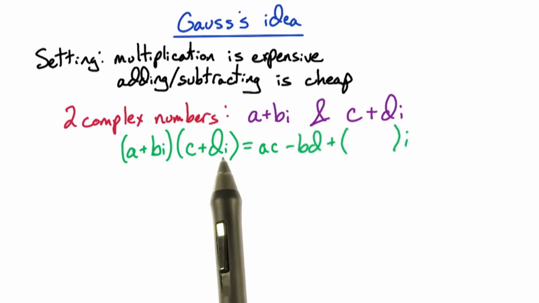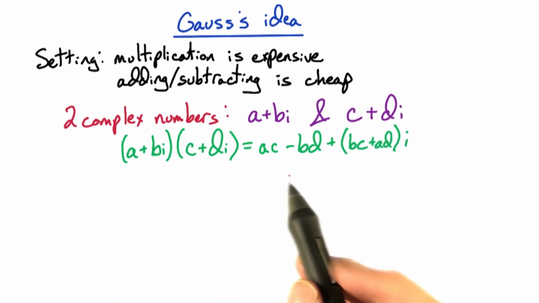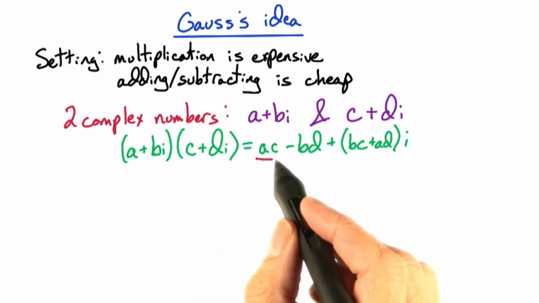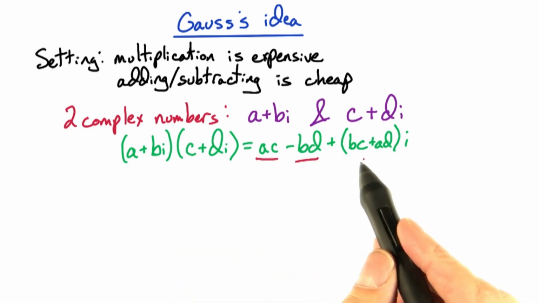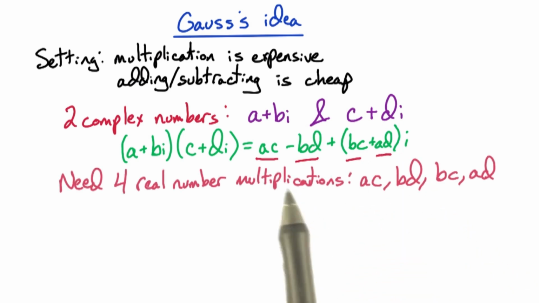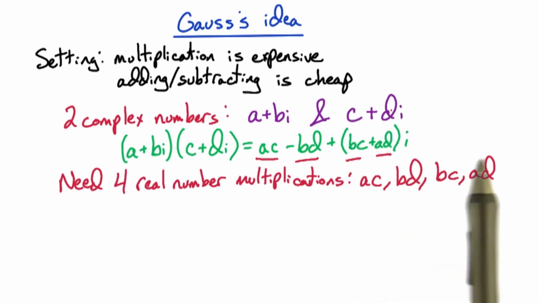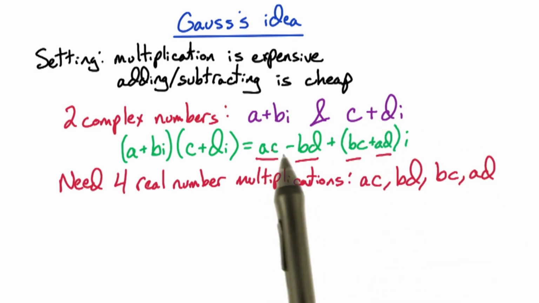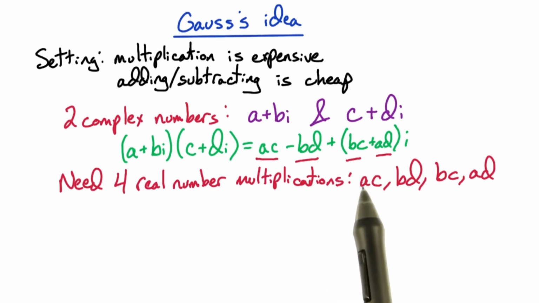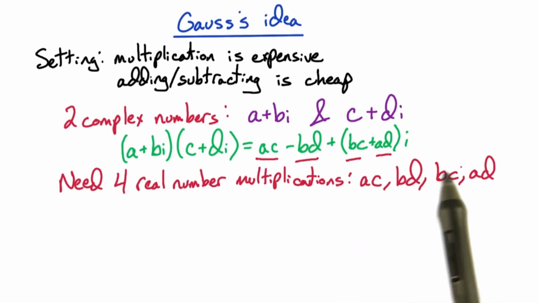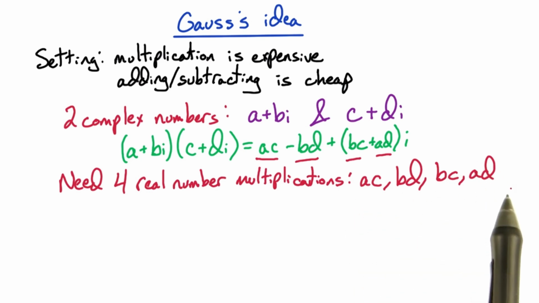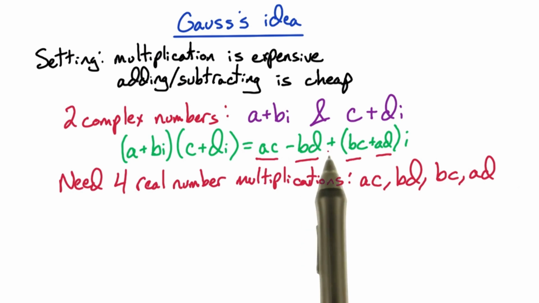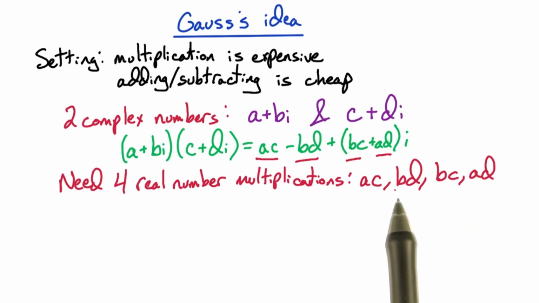And then I get two terms which are multiplied by i. The first is b times c, and the second is a times d. In order to compute this product, it looks like we need to compute a times c, b times d, b times c, and a times d. Now each of these, a, b, c, and d, are just real numbers. So it looks like we need 4 real number multiplications. If you give me these real number multiplications, then with 1, 2, 3 additions or subtractions, we can combine these products in order to get the product of these two complex numbers.